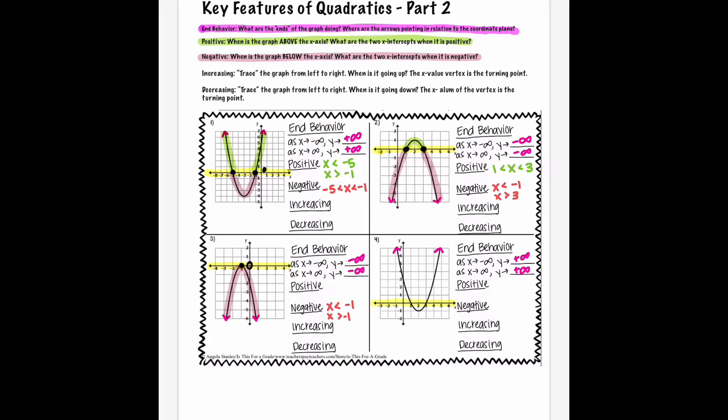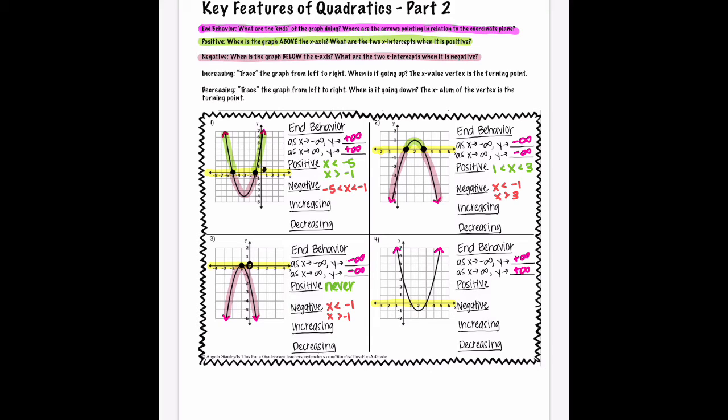But when is it positive? It's never positive, because it never goes above the x-axis. That one's kind of tricky. You won't see too many like that if you're asked to describe positive or negative. You will most likely see them in the form of examples 1, 2, and 4.